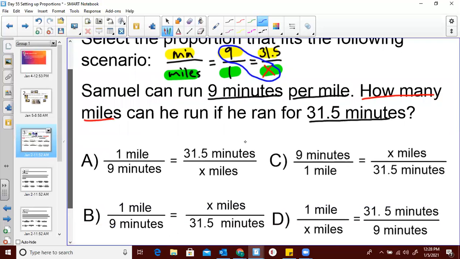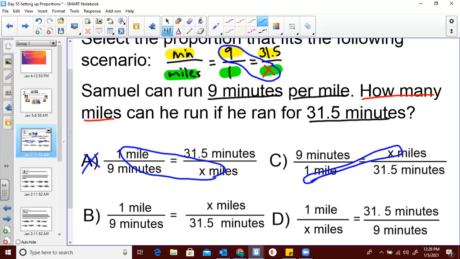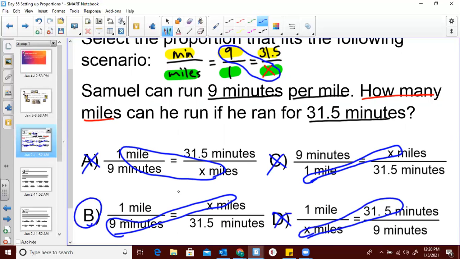So where X and 9 are partners: here I have X and 1, so that's no good. Here I have X and 1 again, that's no good. Here I have X and 9, so that's looking pretty good. Let me put a question mark there. And here I have X and 31.5. So we know D is not going to be the answer. So B is definitely our answer.